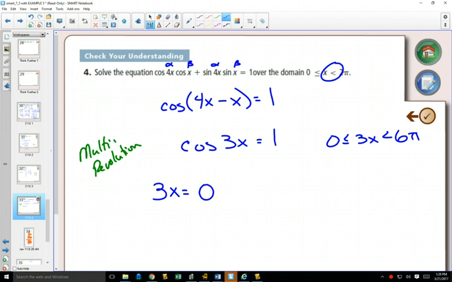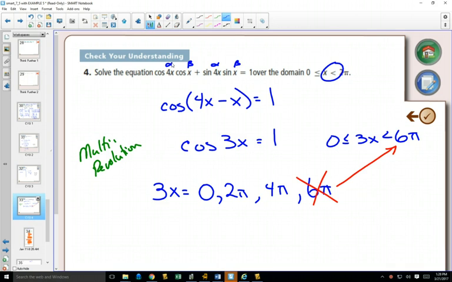Okay, so when is cos equal to 1? 0, and then 2 pi, that's the first time around. Second time around would be 2 pi and 4 pi. Third time around would be 4 pi and 6 pi, but 6 pi isn't included. So this one is extra tricky on the domain because the end would have been included, but according to the domain that was given, we can't include 6 pi.